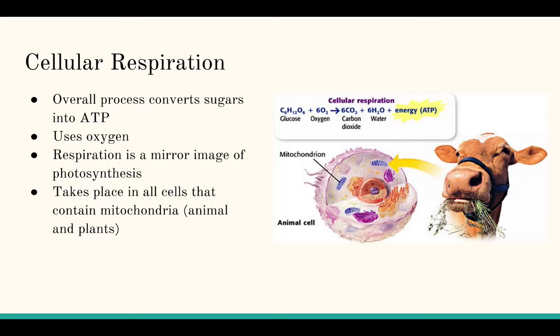So as you look at your equation here, cellular respiration is glucose plus oxygen yields carbon dioxide plus water. Well, photosynthesis was carbon dioxide plus water yields glucose plus oxygen. So they are literally mirror images of each other in terms of their reactants and their products. Yeah, the processes look different because they do different things, but they're still very, very similar. It takes place in all cells that have a mitochondria.